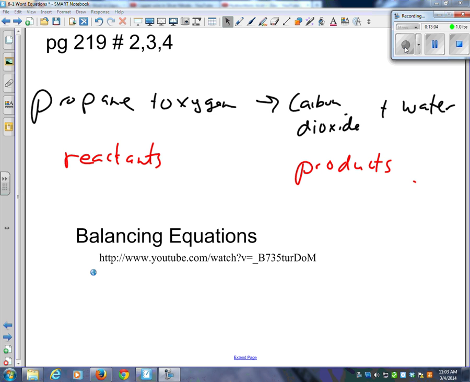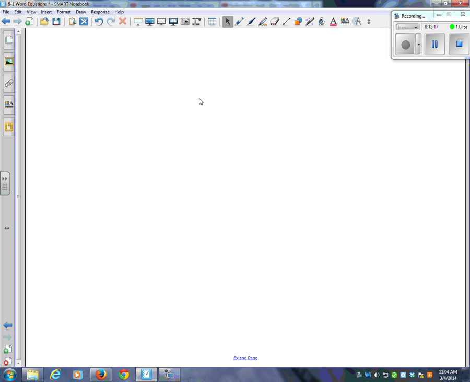Okay, so that's pretty easy, right? Those are the reactants and products. What is the purpose of the arrow on the word equation? The arrow shows the result, or what the process does, right? What happens? Before and after. The before and after. Very good. Awesome. Okay, I'll come back to the balancing equation.